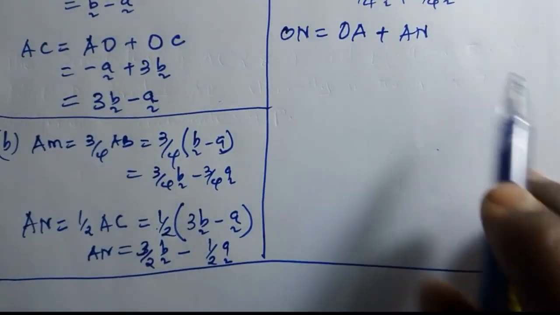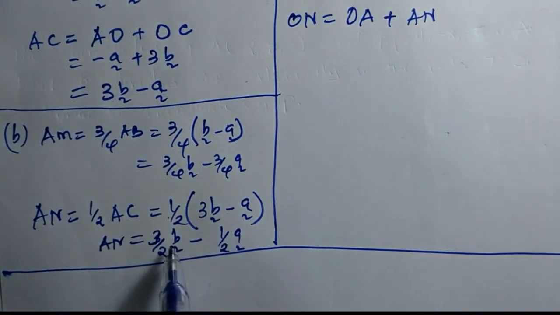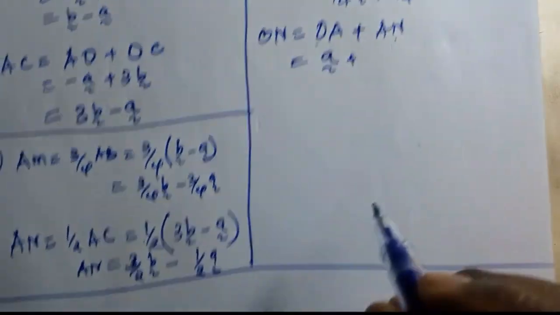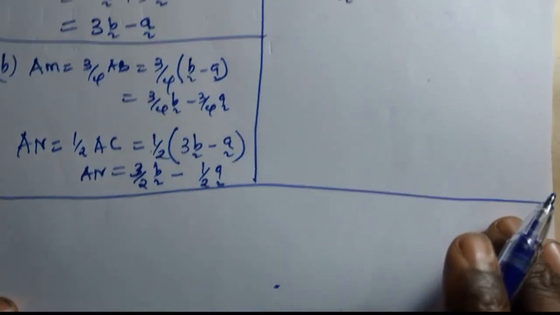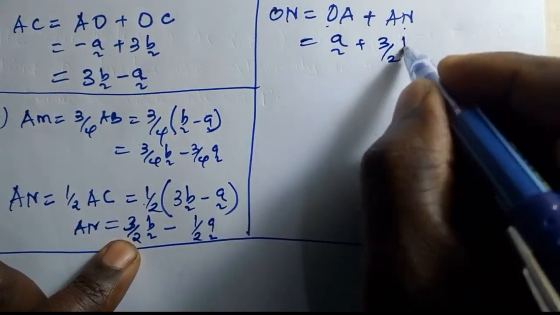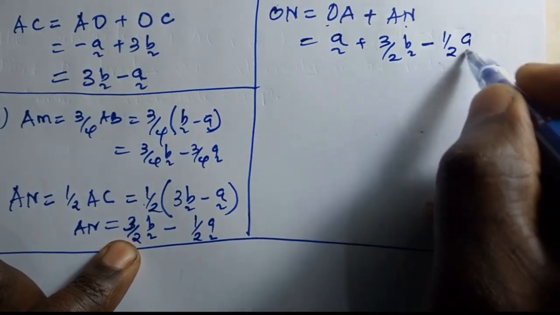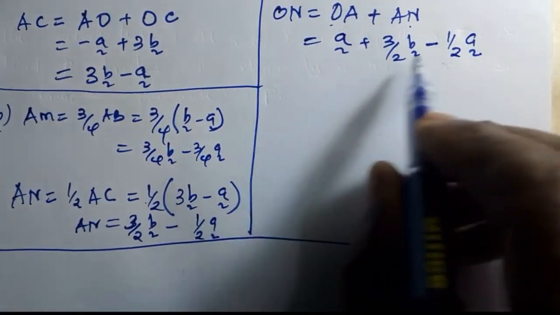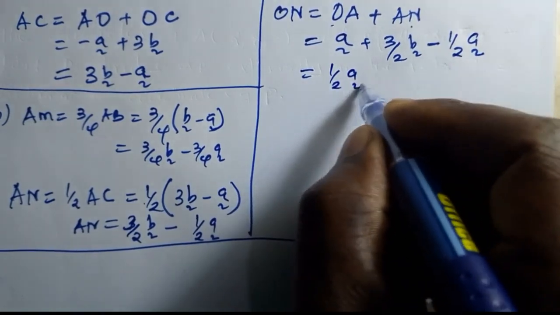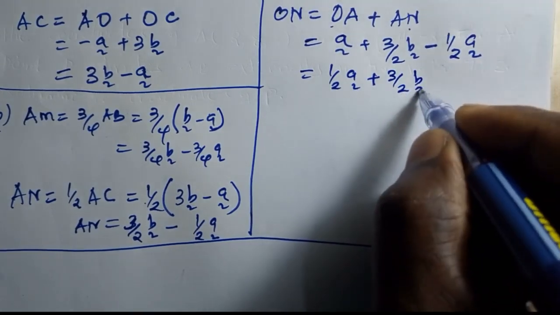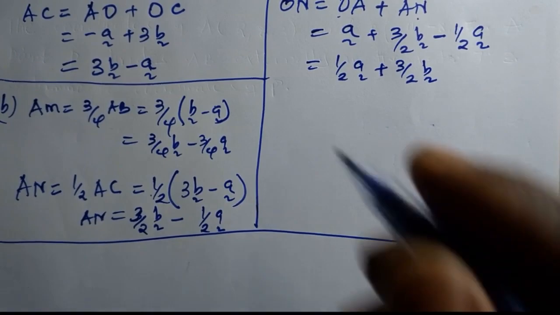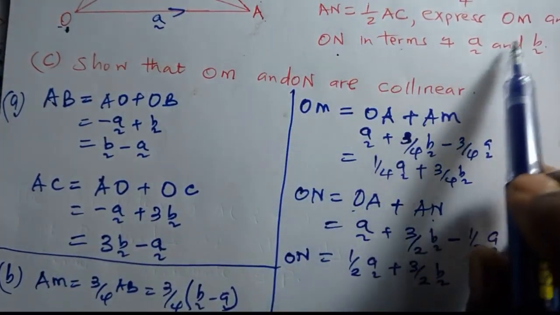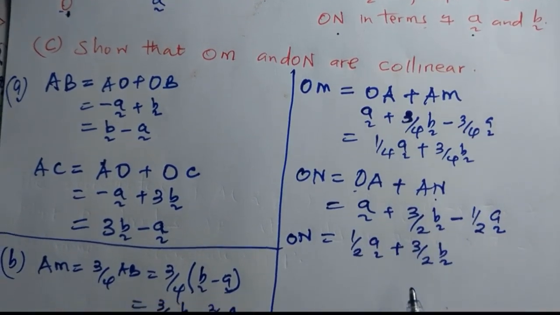That's why I'm using AN, because we want to express ON in terms of B and A. ON is A plus AN, and our AN is 3 over 2b minus 1 over 2 vector A. So we collect like terms together: 1a minus half a is a half a, plus 3 over 2b, and that is our ON. We have now answered the question, express ON and OM in terms of A and B. We have done that, and I hope you are following.